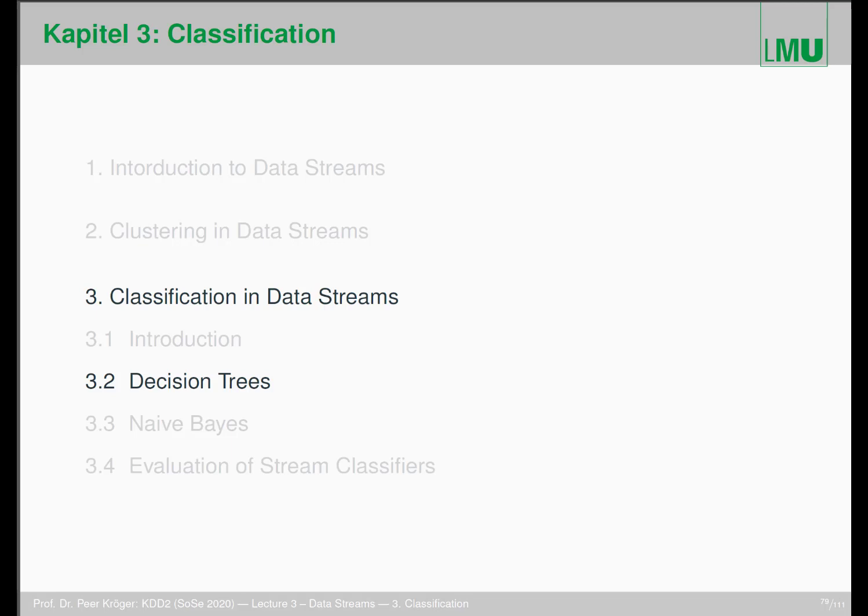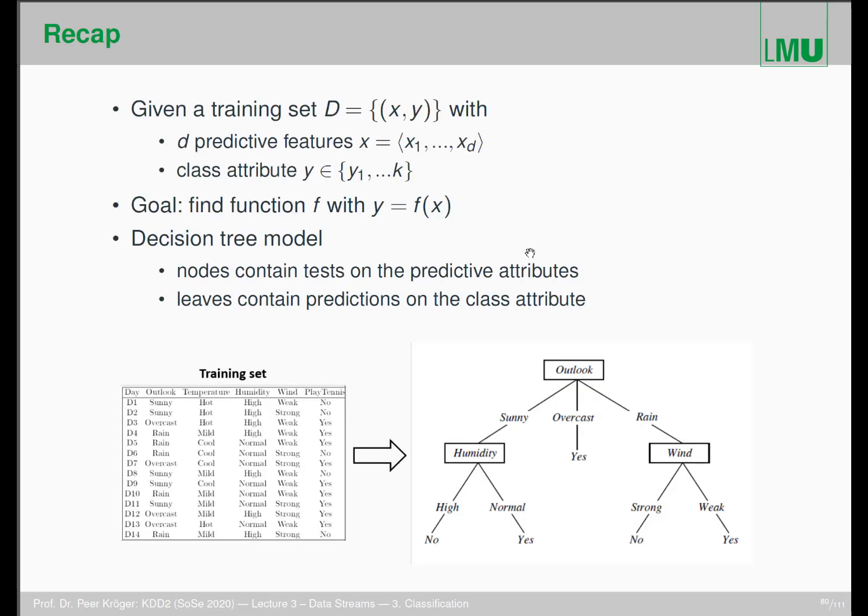Yeah, and in the next subsection, we will see how to adapt decision trees to data streams by a very general concept, which is called the Hoeffding bound. Before that, we will have a short recap on decision trees.